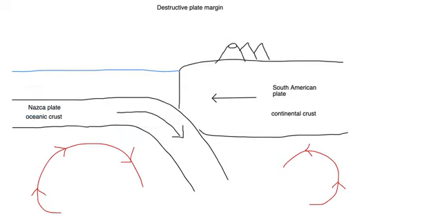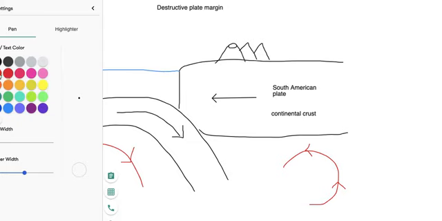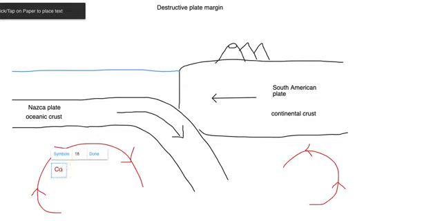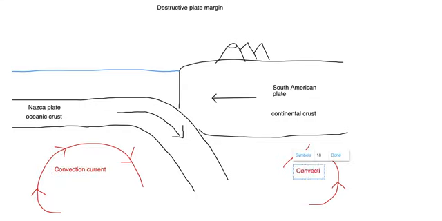So why is the Nazca plate subducting underneath the South American plate? Because oceanic crust is denser than continental crust. It's denser, it means it's heavier, it will go underneath. I've drawn in convection currents again, so we're going to label those, here as well. And this is the mantle. All of this down here is the mantle.